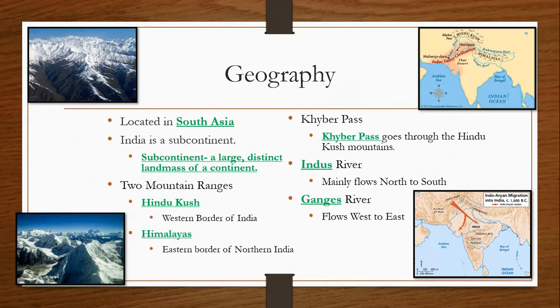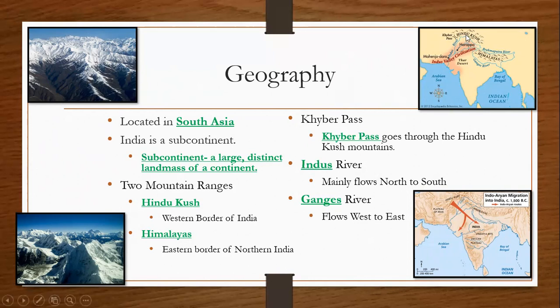So India is located in southern Asia, South Central Asia to be exact. India is known as a subcontinent. It is its own tectonic plate that is slammed up against Asia. And there are two main mountain ranges that are formed because of this crushing between the two plates. The Hindu Kush Mountains, which are the western border of India.